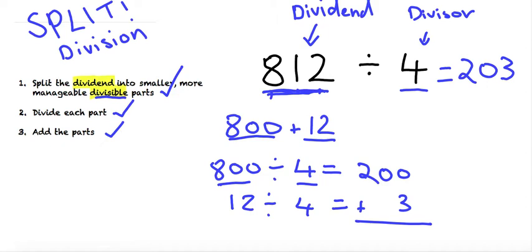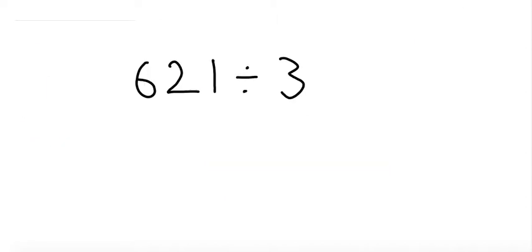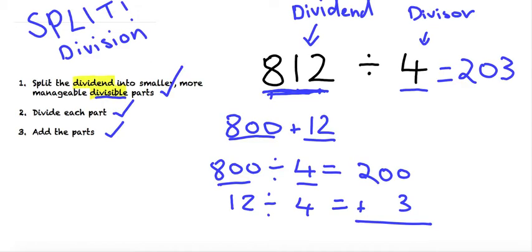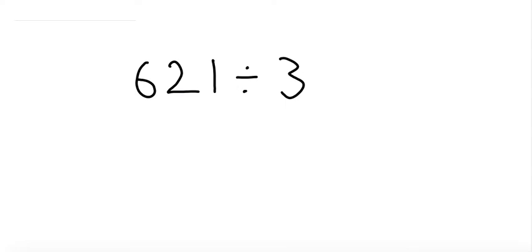Let's have a look at another one. 621 divided by 3. So if you remember, the first step of this procedure is to split the dividend into smaller, more manageable, divisible parts. So this number was the dividend. Let's try splitting it into its place value parts. 600 plus 20 plus 1.